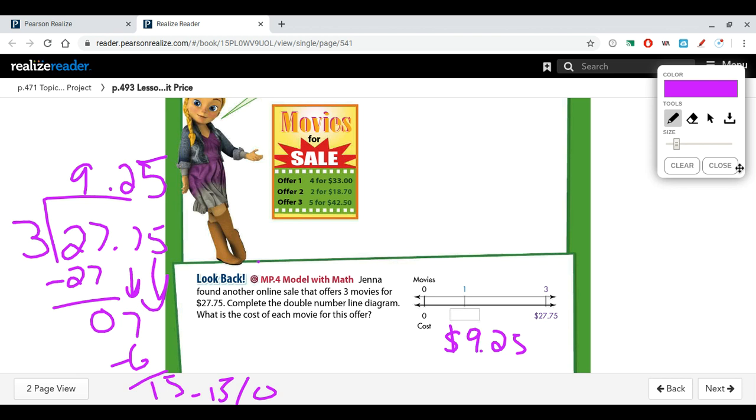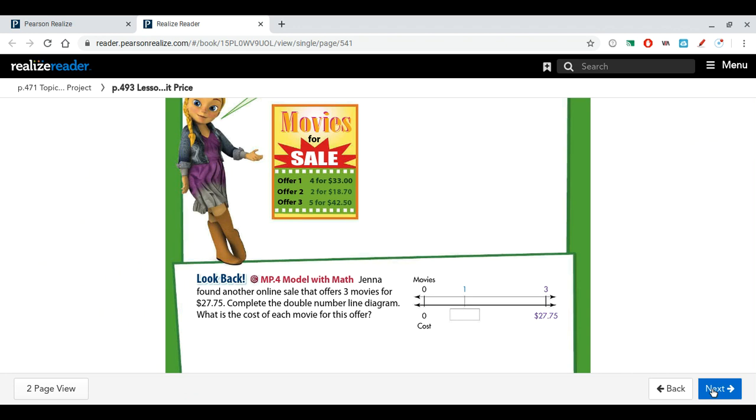buying movies. Okay, so again, when we are looking for unit price, we're dividing the number of items that we have into the cost. So we divide the cost by the number of items, and that will give us our unit price.